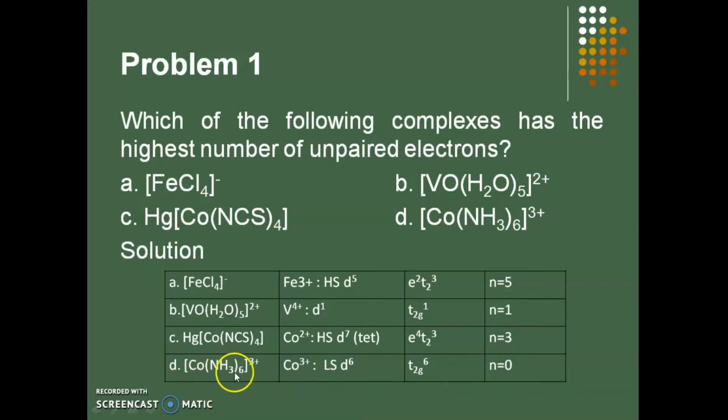And the cobalt ammonia complex, where cobalt is in 3 plus oxidation state, is a low spin complex, and the electronic configuration is d6. So it is t2g6, where there are no unpaired electrons, or the electrons are paired. So here we observe that the highest number of unpaired electrons is present in the first one. So the answer is A.